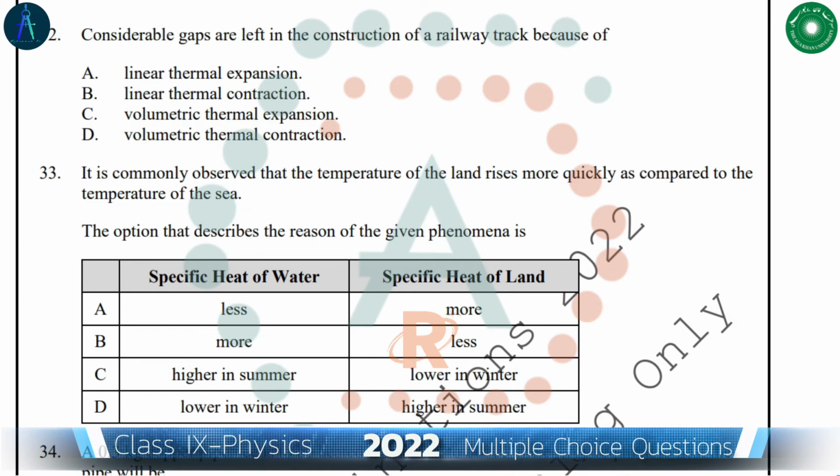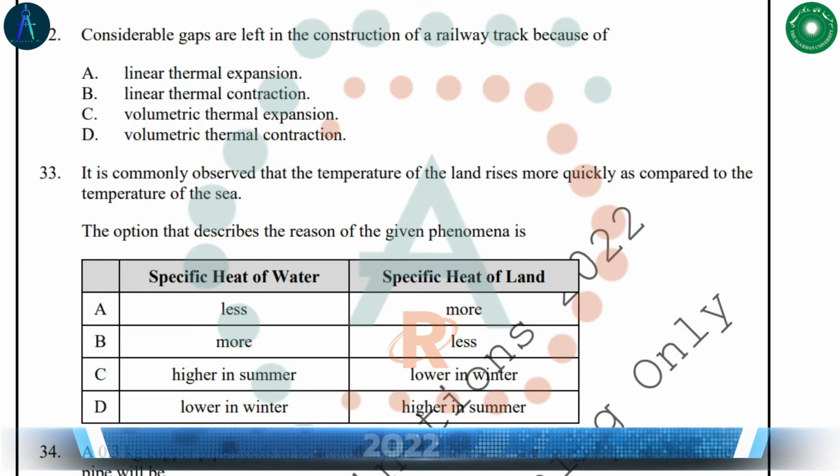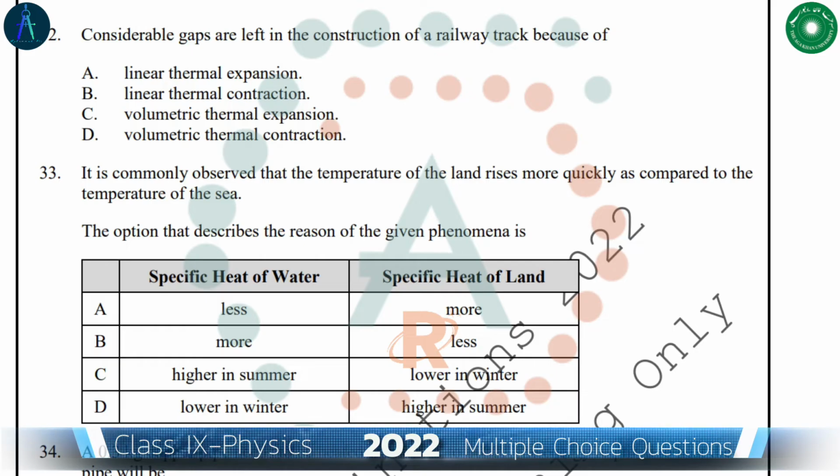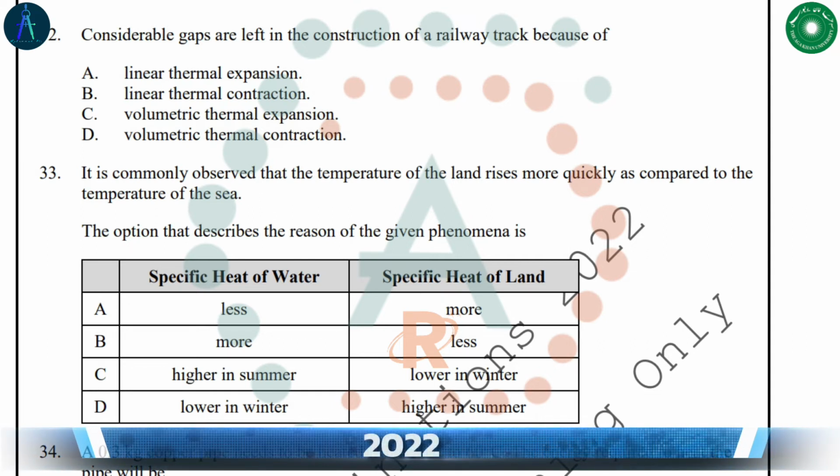Now, see question number 32. Gaps are left in the construction of railway tracks, between the joints of the railway tracks, because in summer the length of that metal railway track increases. So when the length increases, the gap is filled. If there is no gap between the railway tracks, the expansion of the railway tracks would bend the tracks. So option A of question number 32 is the right answer.